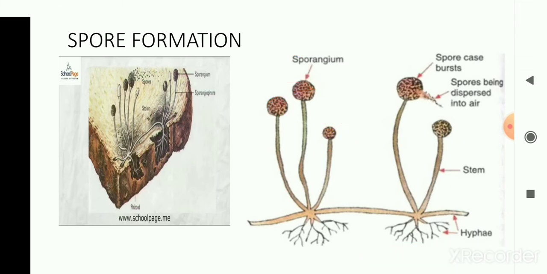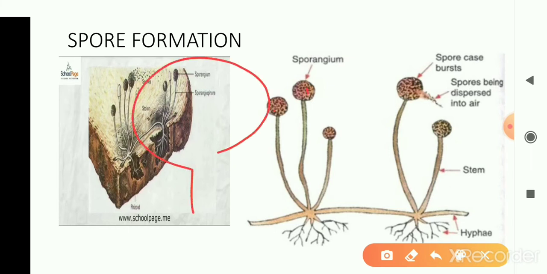When the sporangium is formed, inside the sporangium you will find a huge number of spores produced asexually. After the sporangium is mature, it will burst open, and the spores which are there inside are released out.